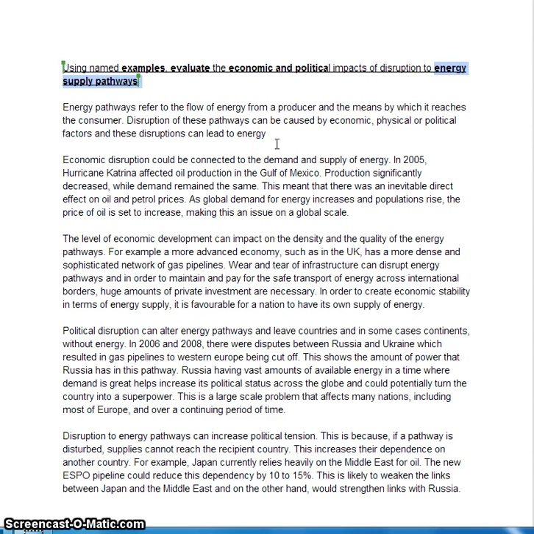And it's really important for all of the essays that you do for Unit 3 that you're highlighting those keywords, what it's asking for, and constantly just glancing at those as you're writing your essay. So we know we need examples, and we'll talk about some of the ones we've used in this particular essay. We know that we're looking at the economic and political impacts only, so no environmental, no social, although there will be an opportunity to talk about those potentially in the conclusion. And we're looking at the disruption to energy supply pathways.